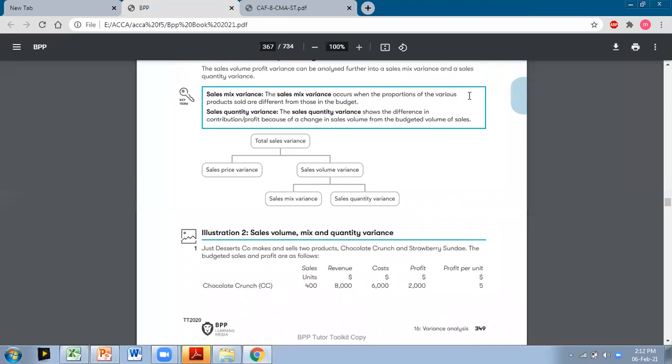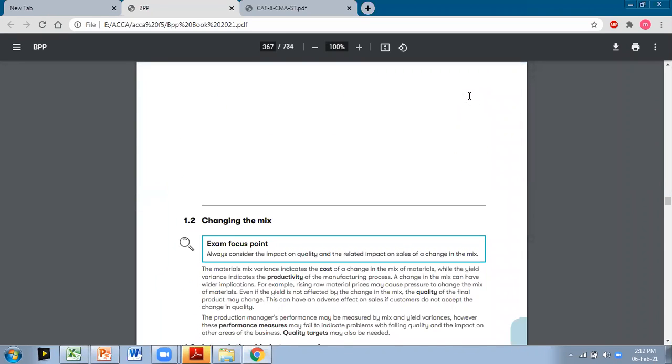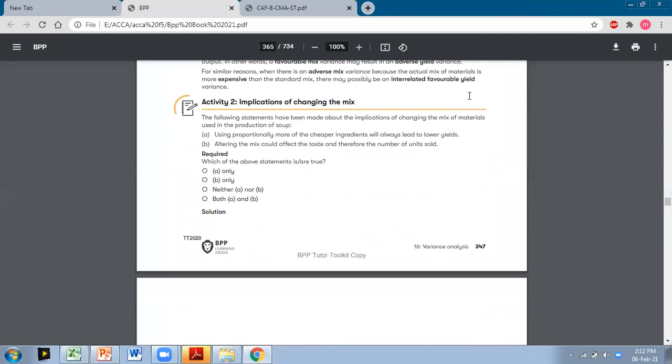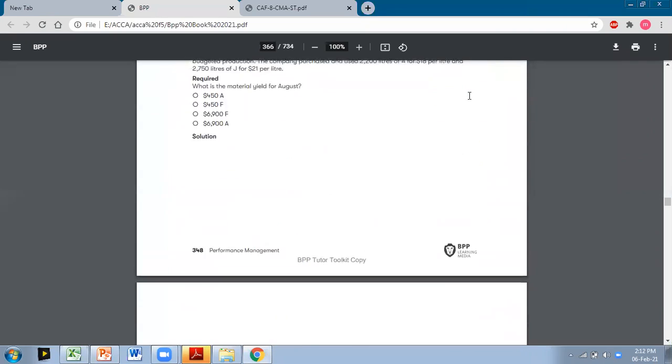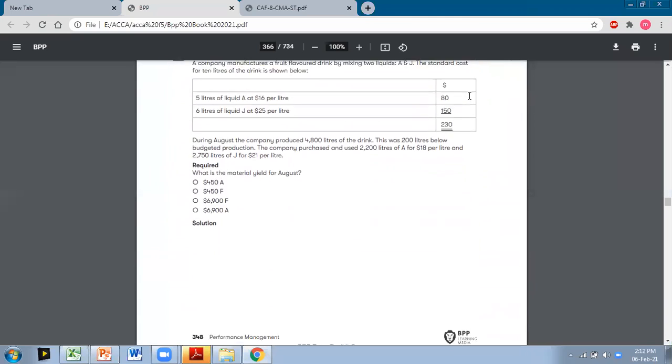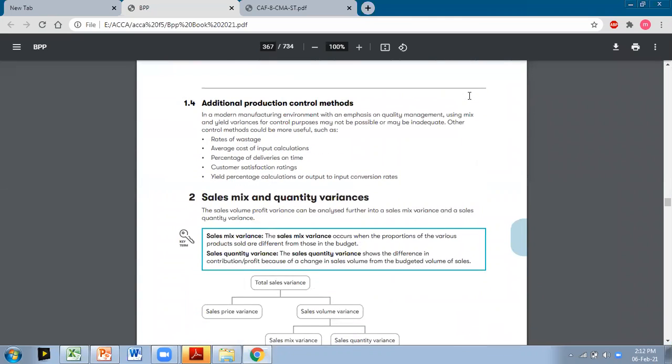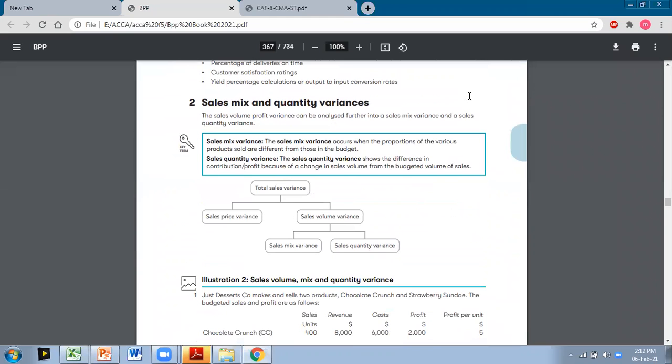Before, I had told you that you have to do activity 2, you have to do activity 1, you have to do activity 3, right? So now we have sales mix and quantity variance.